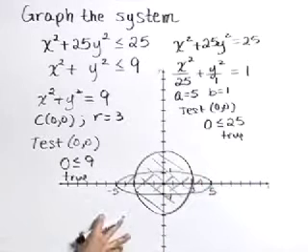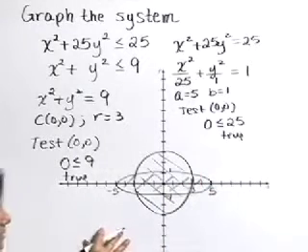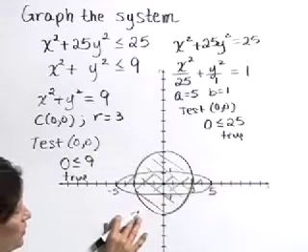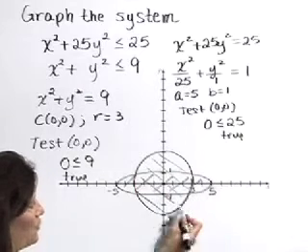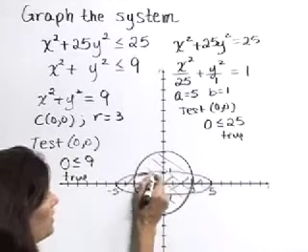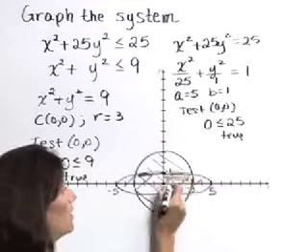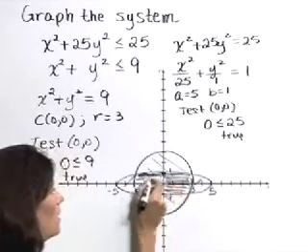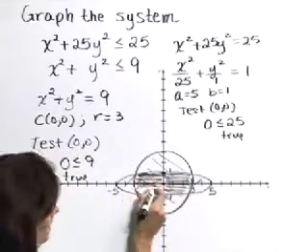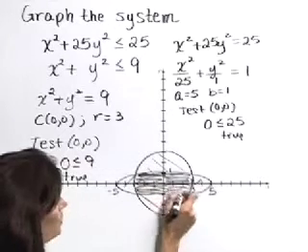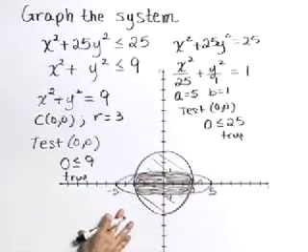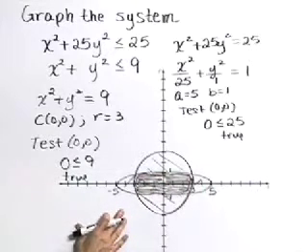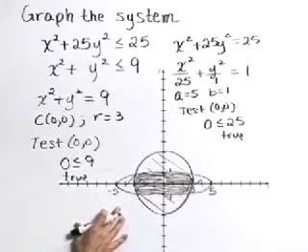Now, our solution region is the area of overlap for both of these solution regions, and that is the area that's inside the circle and inside the ellipse. So I'm just going to shade that a little bit darker to clearly identify it. All of these points in this region then represent the solution to our system of inequalities: x squared plus 25y squared is less than or equal to 25, and x squared plus y squared is less than or equal to 9.